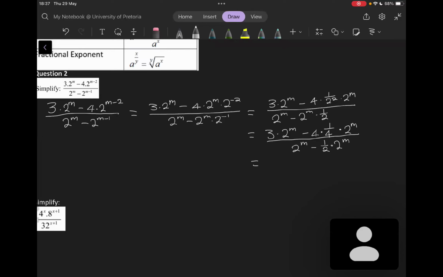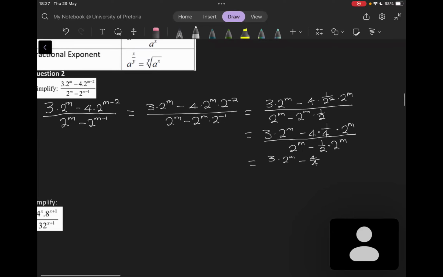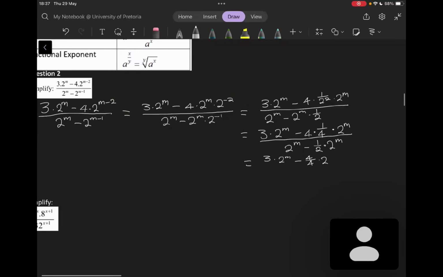Cool. If we simplify further, we get 3 times 2 to the power of m minus 4 divided by 4, 2 to the power of m, which is then all over 2.